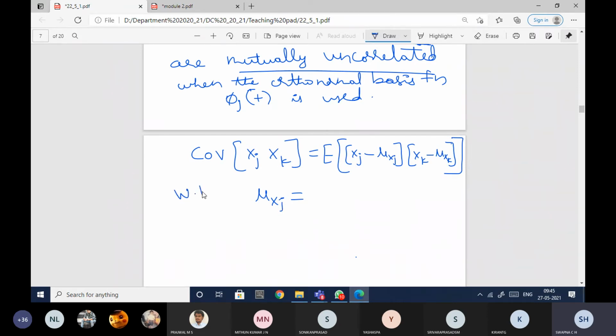We know that mu xj, the mean of xj, is Sij. In the same way, what will be the mean of xk?